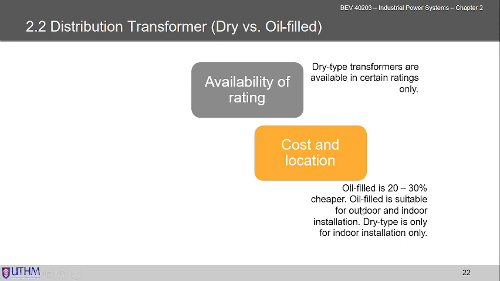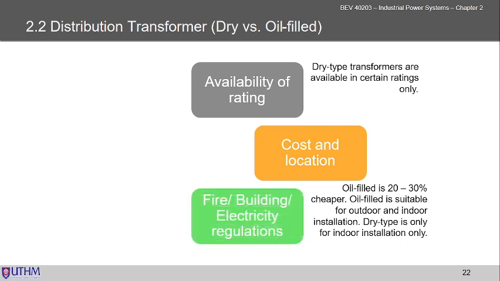The oil-filled is suitable for both outdoor and indoor applications, but the dry type is only for indoor application. Let's say you want to place it indoors, that means under the roof or inside your plant, then you can consider the dry types. And if you are going to put it outside, the only choice is the oil type.